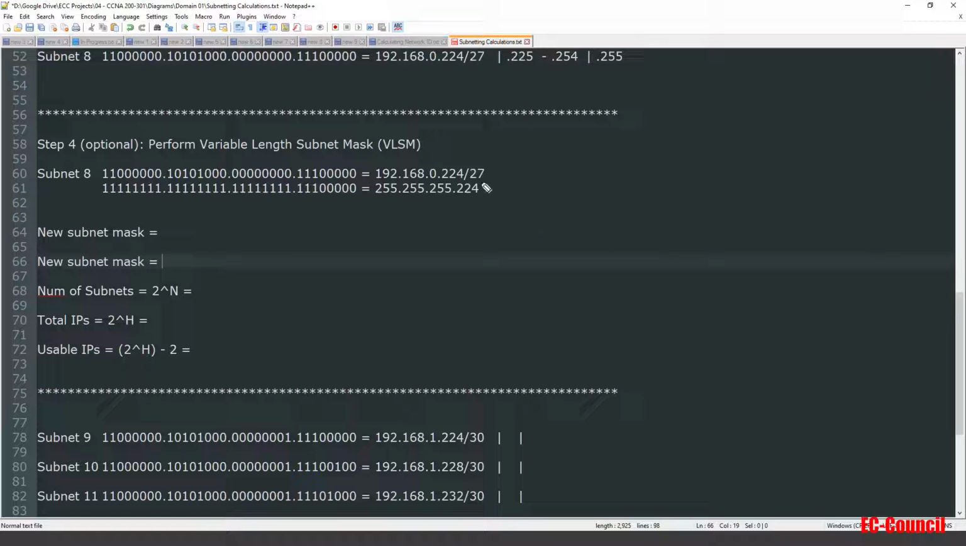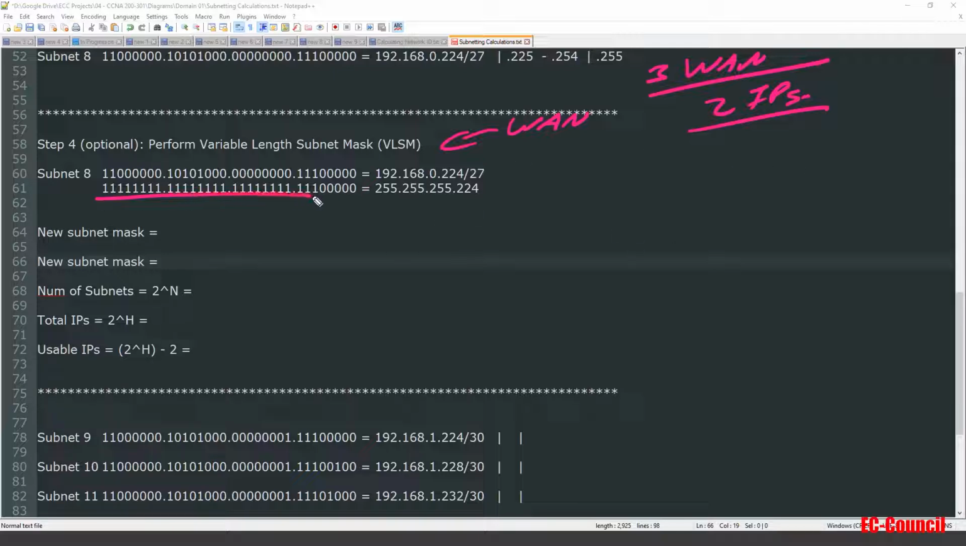Now, what we need to remember is this. Well, we are going to use these for our WAN links. How many WAN links do we have? We have 3 WAN links, but each of these WAN links only require 2 IPs. So what can we do? Well, remember, where the ones exist in the subnet mask, it represents the network portion. So to put it simply, we cannot touch anything on the left-hand side of this line, which represents the network portion. We can only touch or modify the stuff on the right-hand side, which is the host portion.